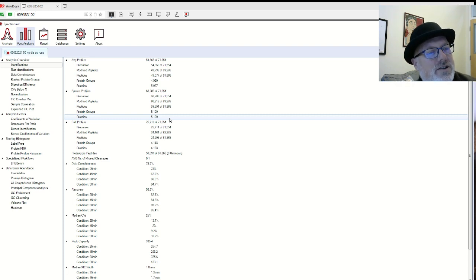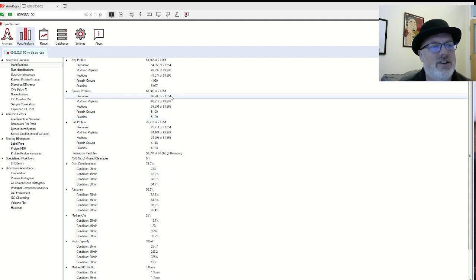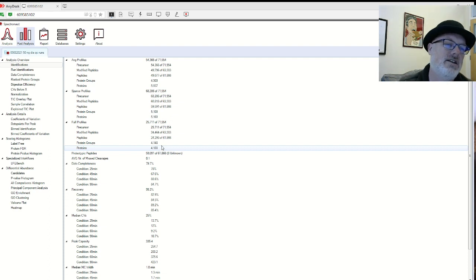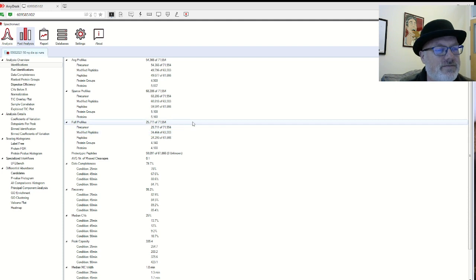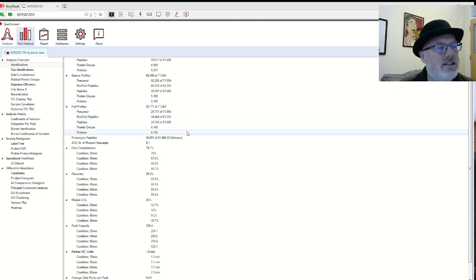Those were actually more, which I guess you would expect, these numbers to increase as they are found in less samples. So, for example, there's 5,160 proteins found in less than half the samples, and on average there were 5,000. Full profiles mean that they were found in every sample, so that number goes down, of course. So we saw approximately 4,100 proteins found in all of these samples, and the same can be said for peptides and modified peptides and precursors.